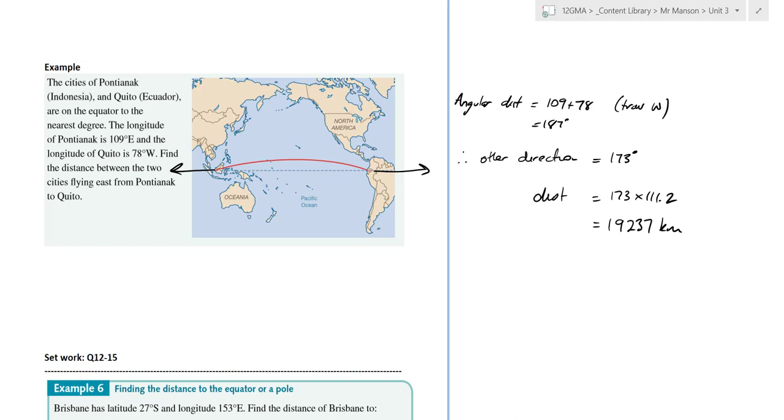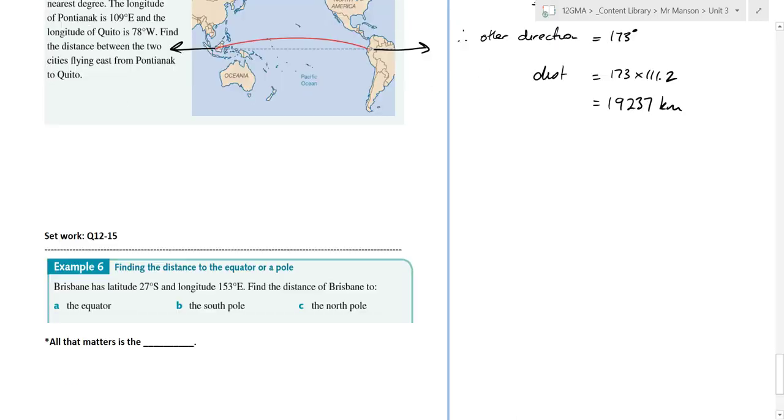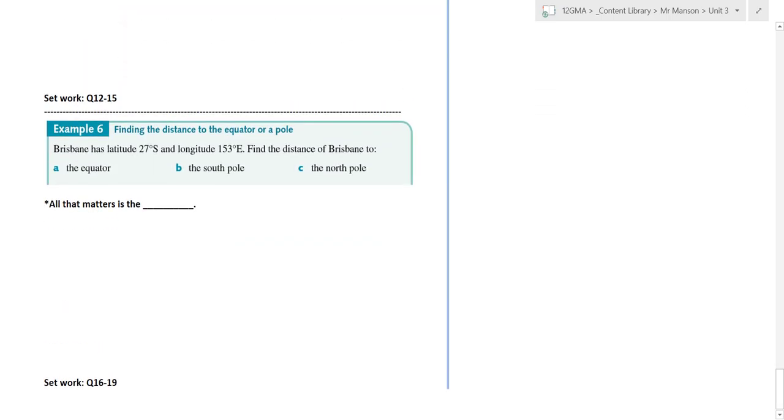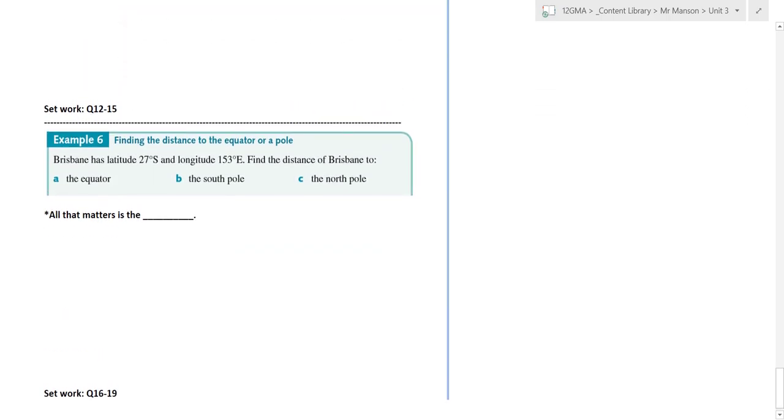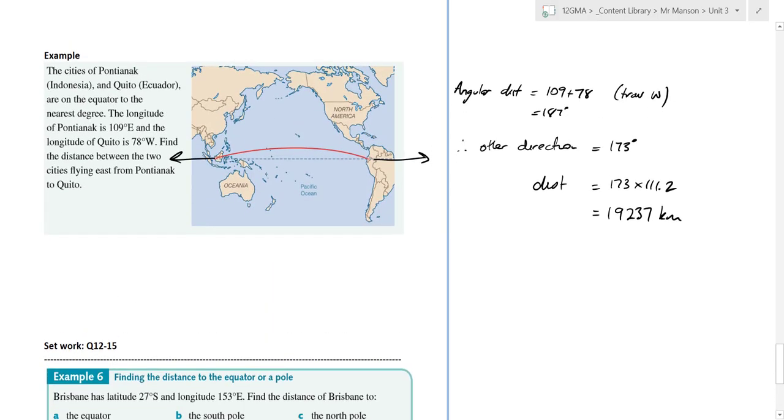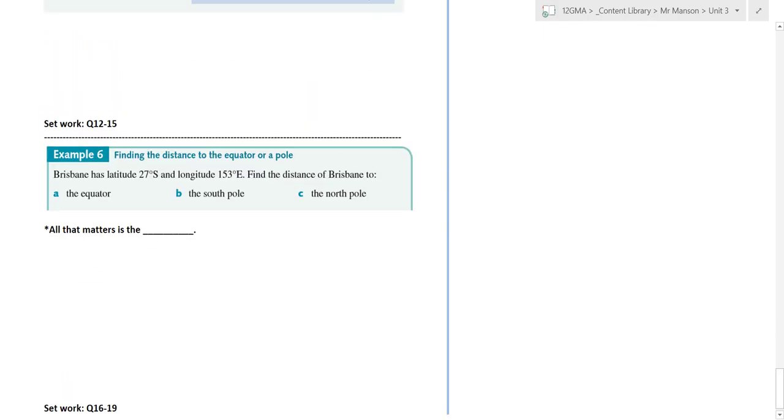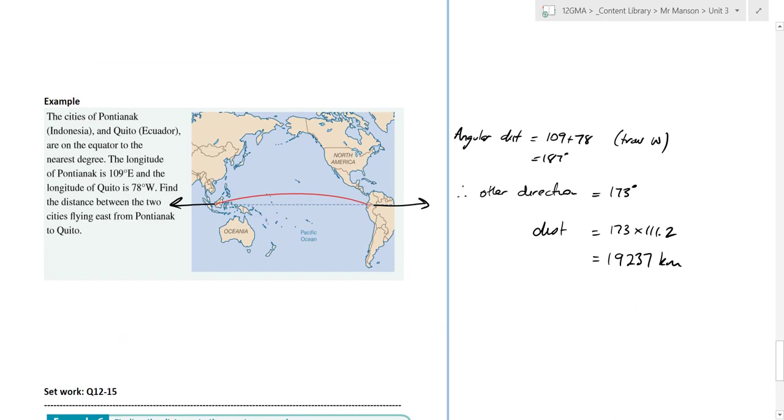And that's question 12 to 15. And then that's pretty much it. And I think you could probably do question 16 to 19 as well if you read that example. So I'll probably leave it there for now. And we are halfway through the lesson.